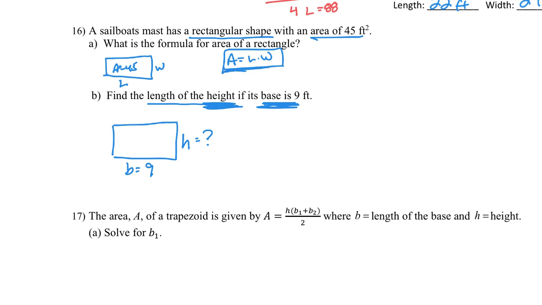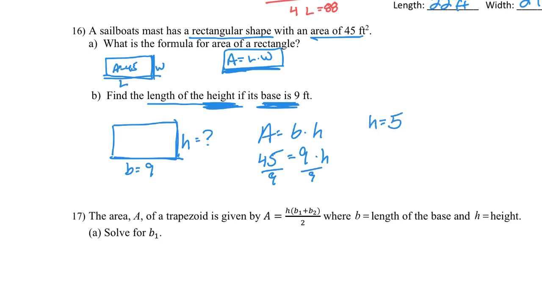Well, we had this formula for a rectangle that was length times width. Well, it's easy enough. Instead of doing length times width, we're just going to do base times height. So our area is equal to base times height. We know our area is 45. We know our base is 9. All we've got to do is find h, and we do that using division. Divide each side by 9. We get h equals 5.